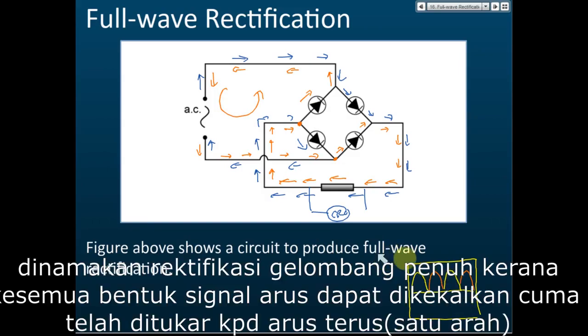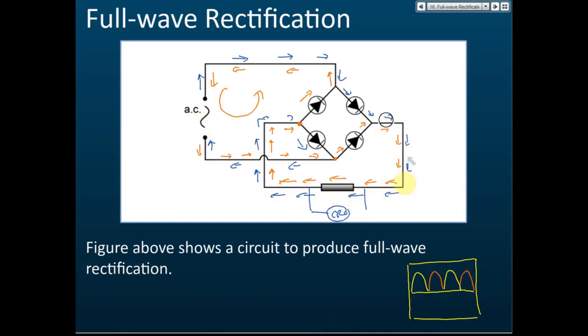We call this full wave rectification. By using this rectifier bridge, we can do full wave rectification, where we change alternating current to direct current. All the current here is direct current, and no current is lost in the circuit. Again, it's not steady; it increases, decreases, increases, decreases.